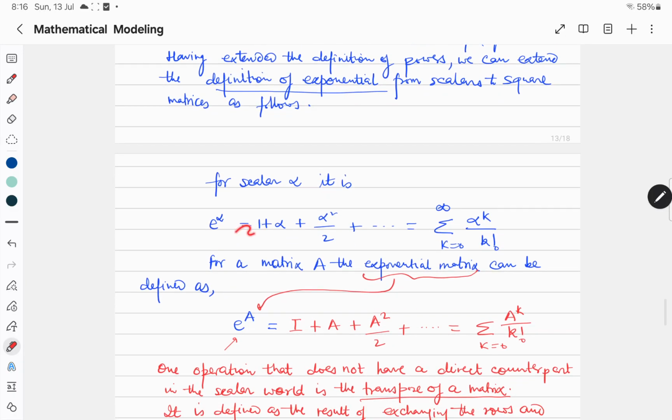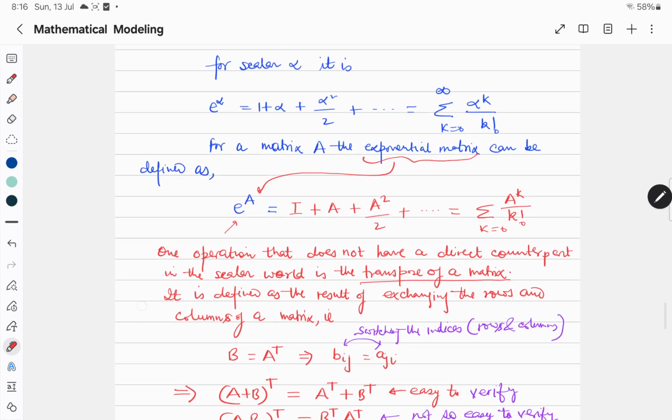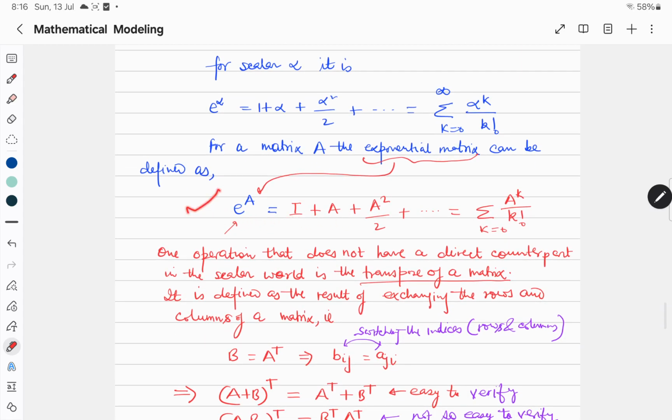as follows. For scalars, you know, the exponential for a scalar alpha, e to the power alpha, is 1 plus alpha plus alpha square by 2 and so on; in summation notation you could write it like this. Now for a square matrix A, the exponential matrix is e to the power A. It will follow the same form, but in place of 1 you will have the identity matrix. The rest is just replacing alpha by A. So it is I plus A plus A square by 2 plus dot dot dot. In index notation this will be like this.